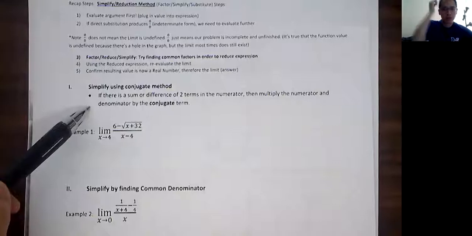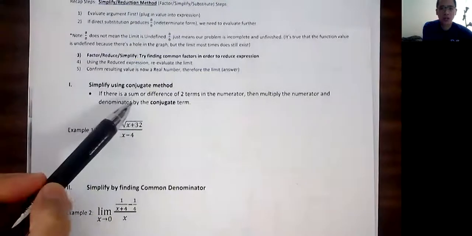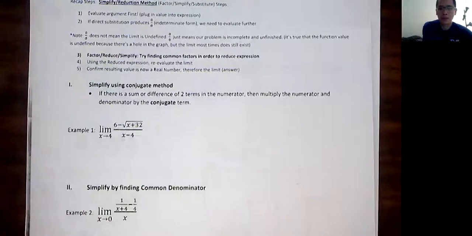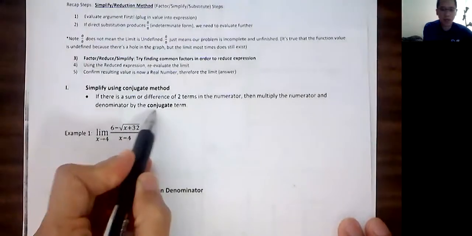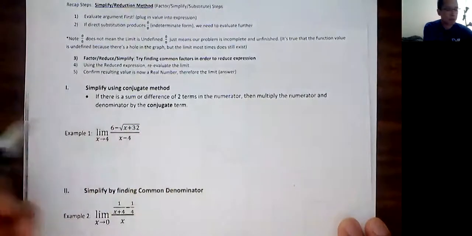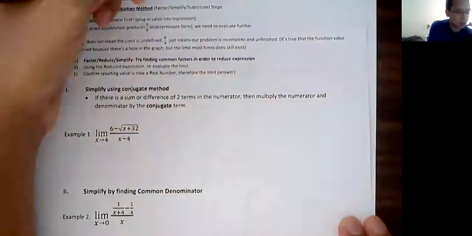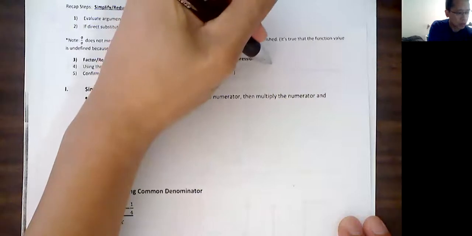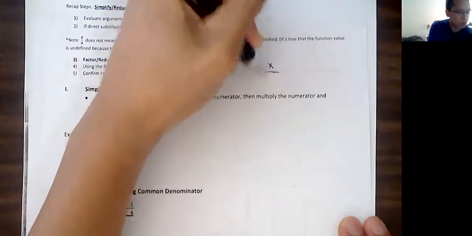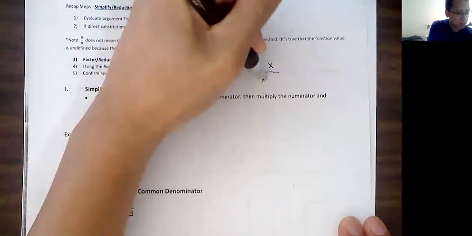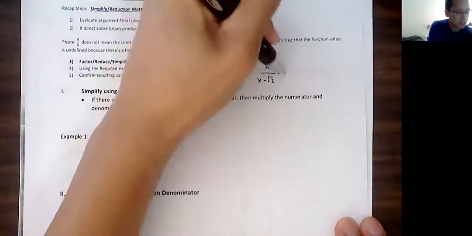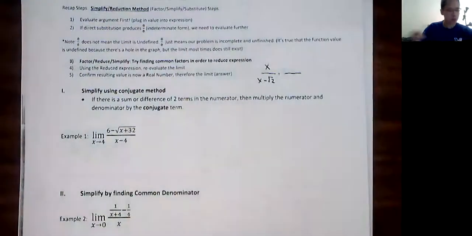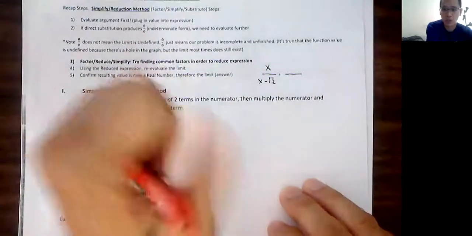So here are the steps. If there's a sum or difference of two terms in the numerator, then multiply the numerator and denominator by the conjugate term. We used the conjugate in the past to rationalize the denominator. So in the past, maybe you had a problem where you had to find a way to get the radical to go away, and the way you do that is you multiply the numerator and denominator by the conjugate, and the conjugate term is just going to be the same terms. We just change the signs.